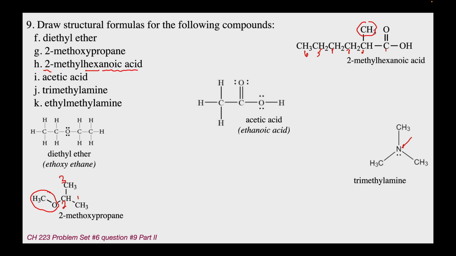Trimethylamine. The last one there is ethyl methylamine. Notice they're alphabetical, which is what you want to do. Ethyl is CH3CH2. Methyl groups is CH3.